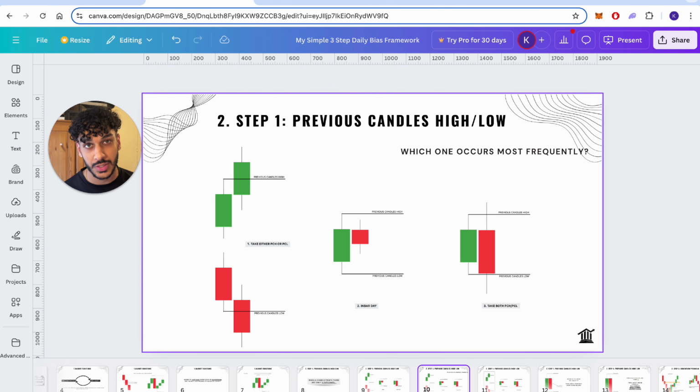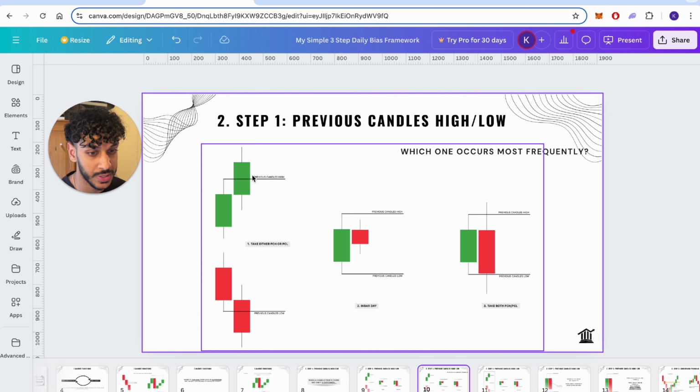All right, cool. So first thing you need to understand is price can only ever do three different things. Number one is price is going to reach for previous candle's high or previous candle's low. Number two is an inside bar day. This is where price stays within a fixed range and doesn't take either previous candle's high or previous candle's low. Number three is it takes both previous candle's high and previous candle's low.